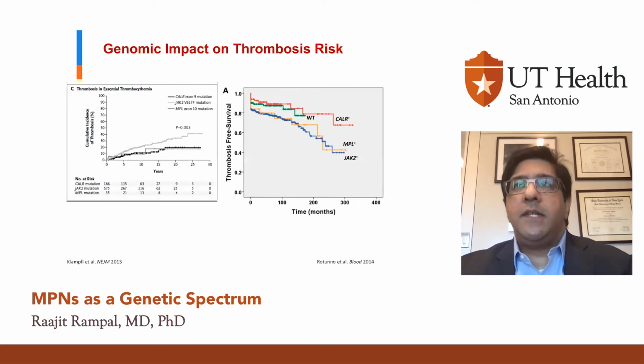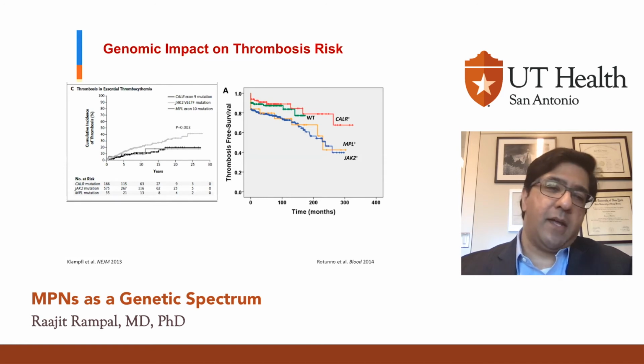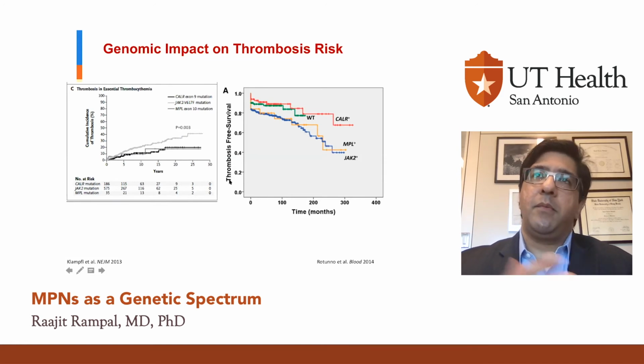Well, since the discovery of the calreticulin mutation, it has been apparent that, at least in essential thrombocythemia, there are differences in the risk of thrombosis depending on a patient's JAK-STAT driver mutation. And in particular here, we see that patients with calreticulin mutations seem to have a lower prevalence of thrombotic events as compared to JAK2 mutant patients. And the same, to some degree, is also seen in MPL mutant patients.